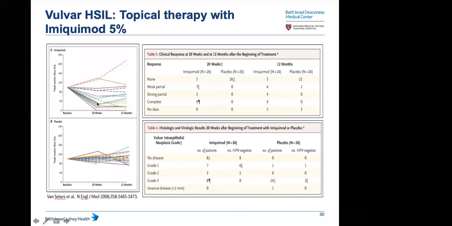About 80% or greater than 80% of patients had greater than a 25% reduction in the total size of their vulvar lesions in the imiquimod group at 20 weeks, which is seen here. This solid red line represents 9 of the patients in the imiquimod arm who had a complete response at 20 weeks, and this was durable to 12 months. None of the patients in the placebo arm had a decrease in lesion size by more than 25%, which really is not terribly surprising.